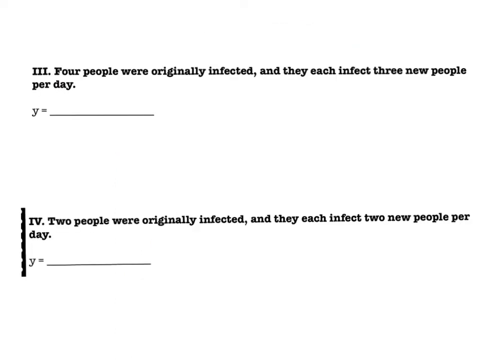Take a look at this next one. Let's see what information we are given to help write our equation. So this time we start off with there are 4 people originally infected. And if that's the number originally infected, that's our initial value. That's our starting amount. So our A value is equal to 4.